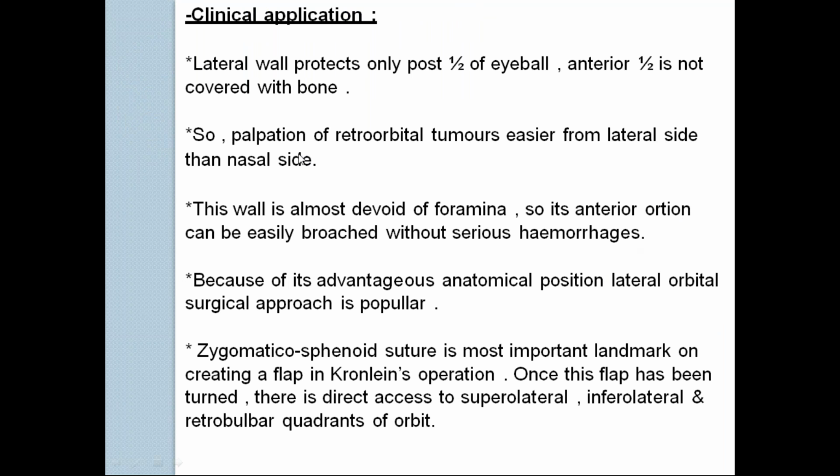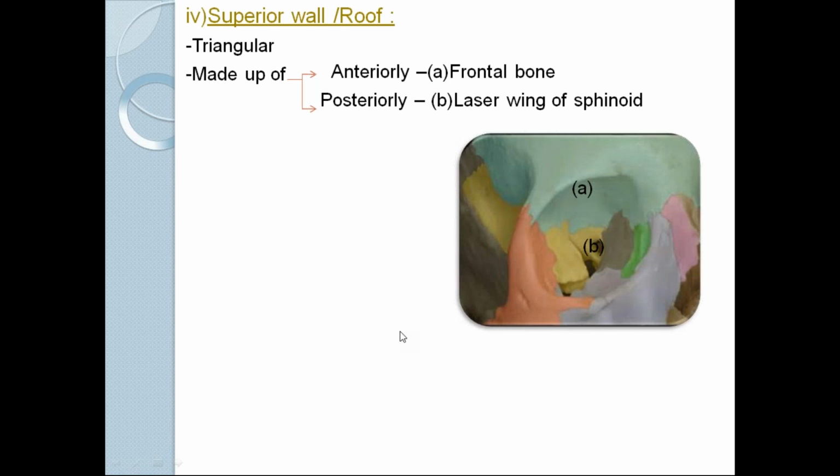retroorbital tumors, because you get a lot of space. The incisions you call Cronlein's incision or Stallard's incision. Lateral orbitotomy, because you are removing the lateral wall of the orbit and removing the tumor. So it is Cronlein's operation or lateral orbitotomy. So that much is enough for the lateral wall.